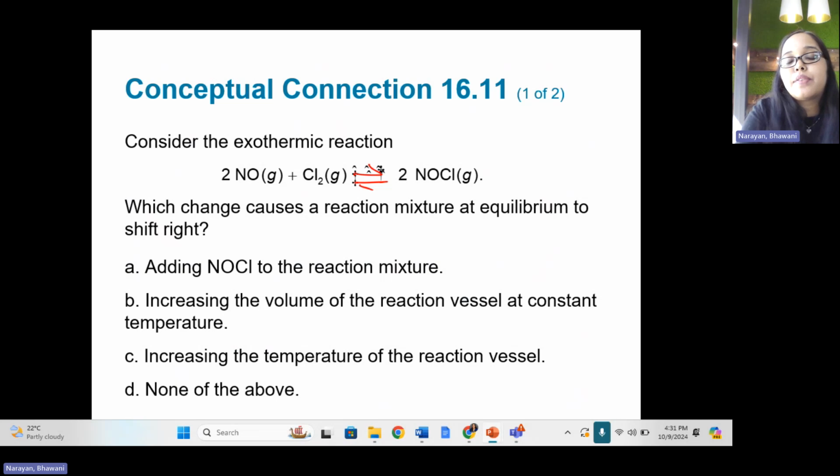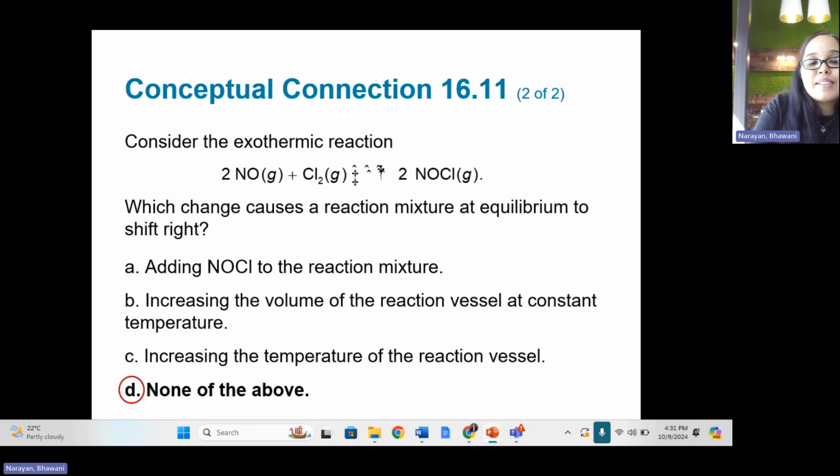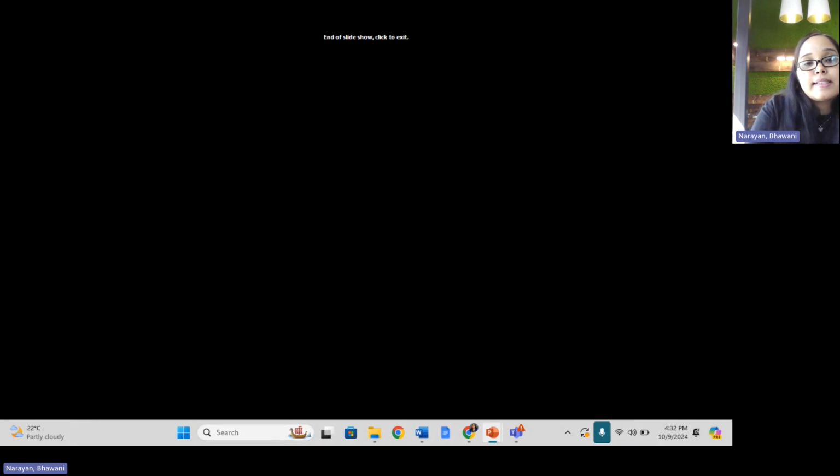Please read it really carefully. We have gone through all the factors now. So adding NOCl is going to increase the product side, so the reaction is going to shift left, right? What about B? What about C? What about D? So my answer would be none of the above. All the things that I'm going through here, A, B, C, are going to cause the equilibrium to shift left, not right. Okay. So my answer would be none of the above. That's it in this chapter.